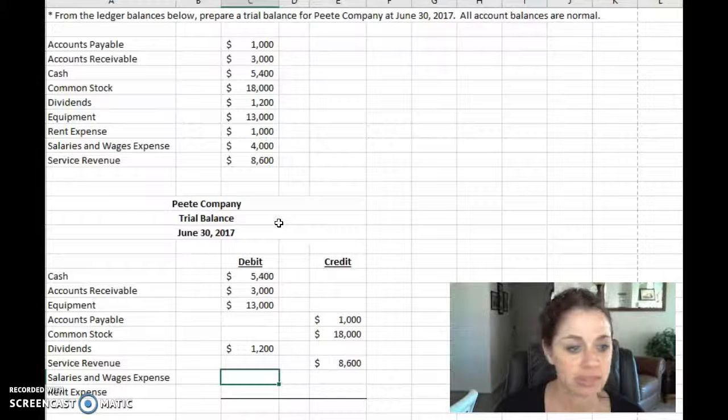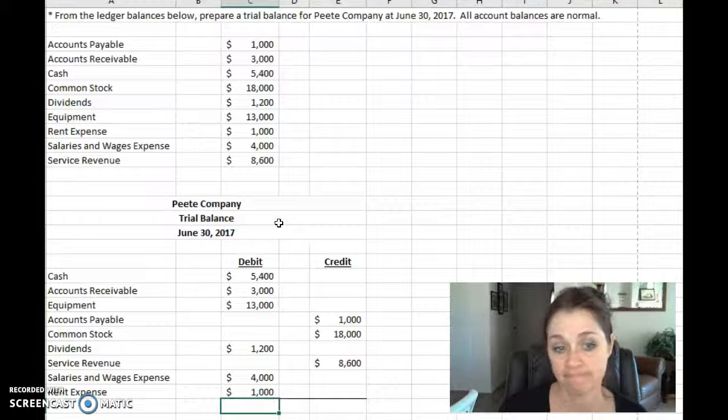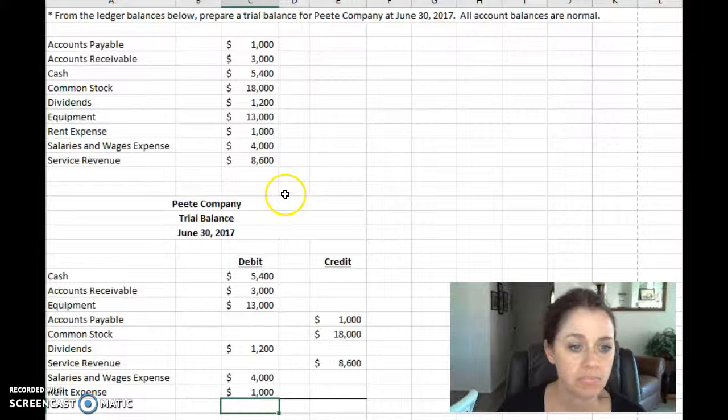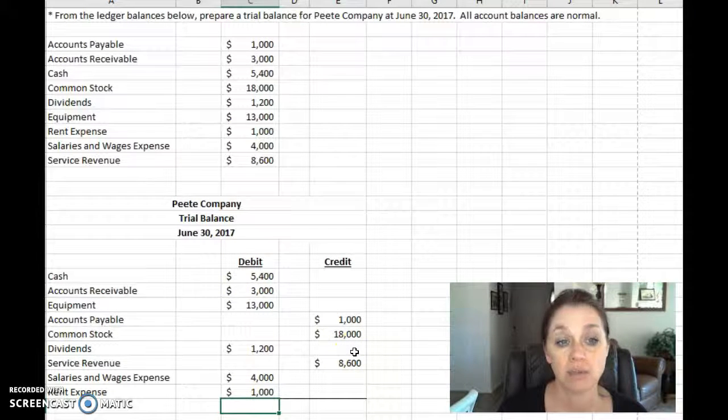Salaries and wages expense is a debit, and rent expense is also a debit. Again, I don't understand. And so I'm just going to tell you these are the answers. And I'm also looking for clarification and have more studying that I need to do. So we're going to go ahead and tally debit and credit. Ideally, and ultimately, I guess we need to have both of these match.